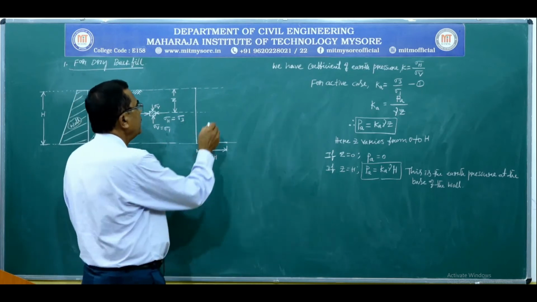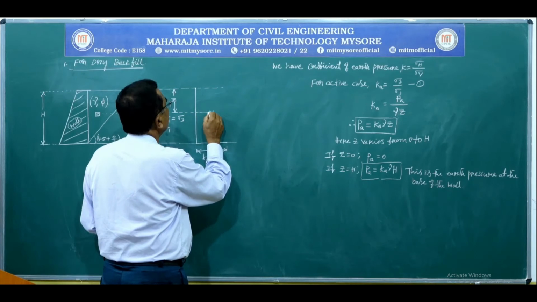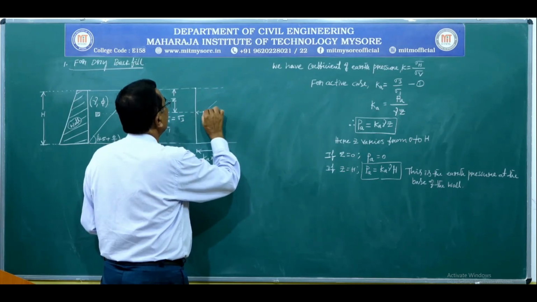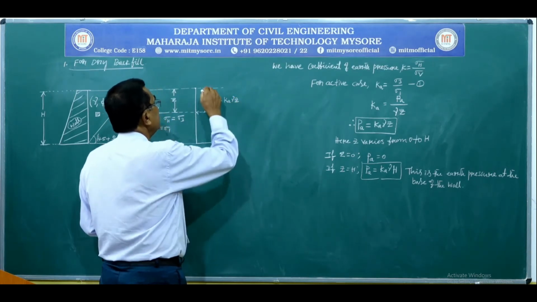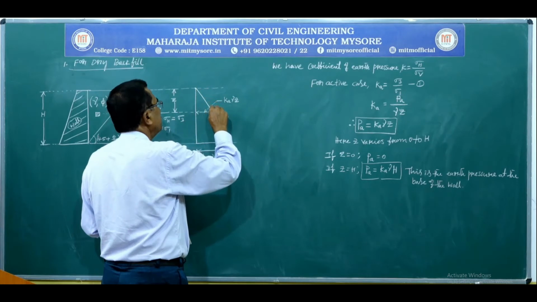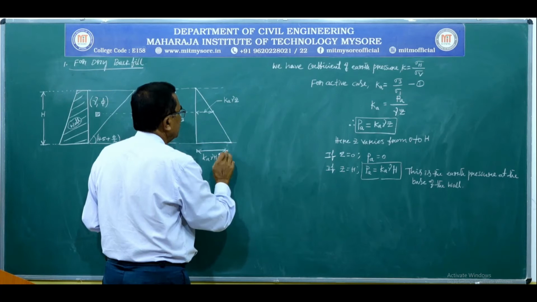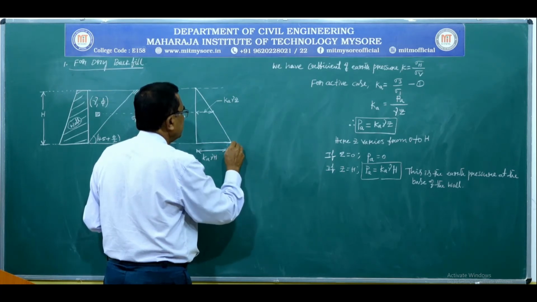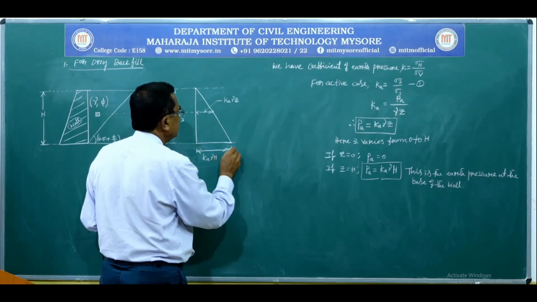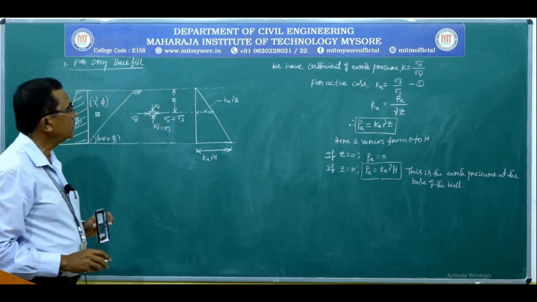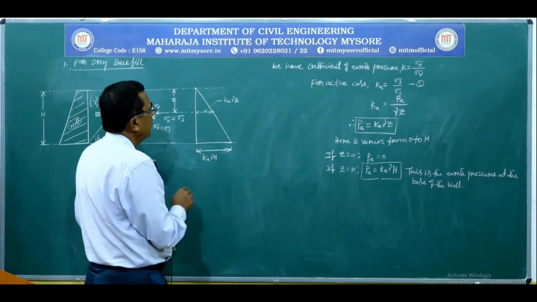It is also already known that earth pressure at the depth Z is equal to Ka into gamma into Z. Join the points by means of a linear line. So this is the pressure distribution diagram for this condition.